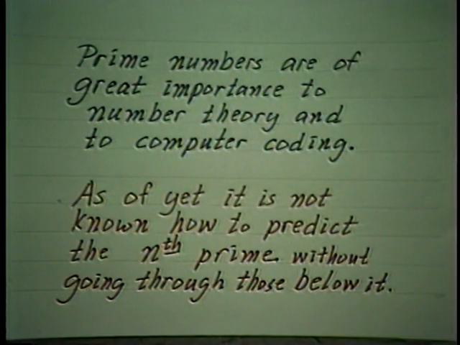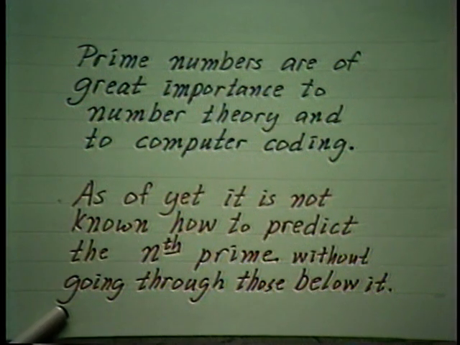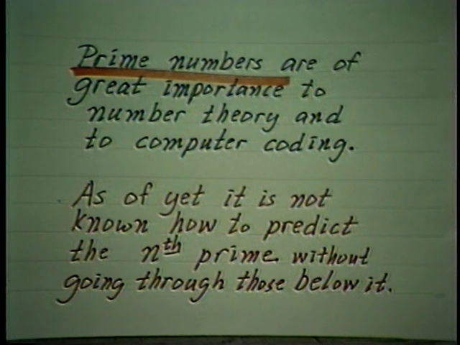Prime numbers are of great importance to number theory and to computer coding. As of yet, it is not known how to predict the nth prime without going through those below it. That is, if I wanted the 1,000th prime, I'd have to find the 999 primes under it first. Great prizes are being offered by various scientific agencies if anybody can find such a rule. We don't even know if such a rule is possible. But nevertheless, prime numbers are of importance to advanced studies.